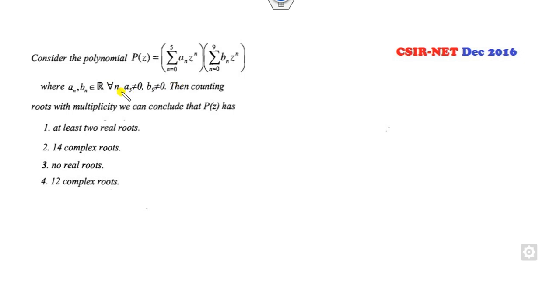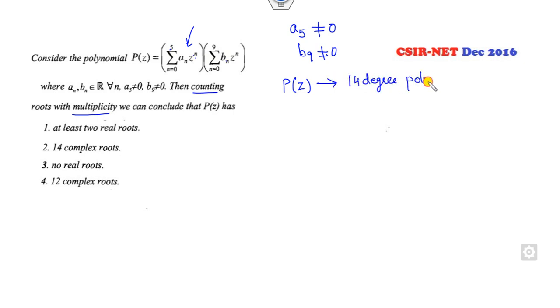Okay, consider the polynomial here where a5 is non-zero, b9 is non-zero. Because it's a power series, that's why I'm counting here. Then the counting of roots with multiplicity can be done here. Fine, very simple. So if you multiply them, what will be the highest power of z? It will be 5 plus 9, so it is a 14th degree polynomial.